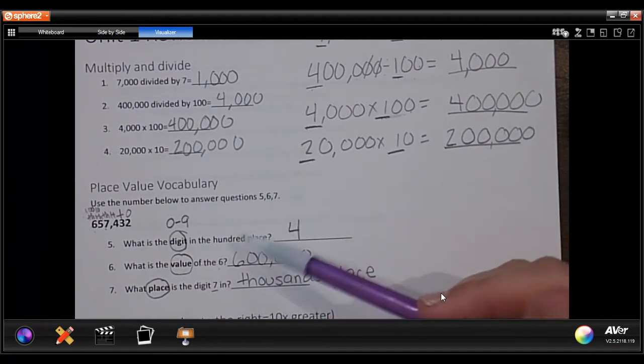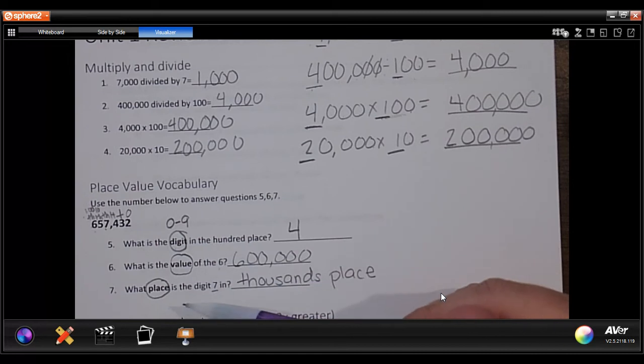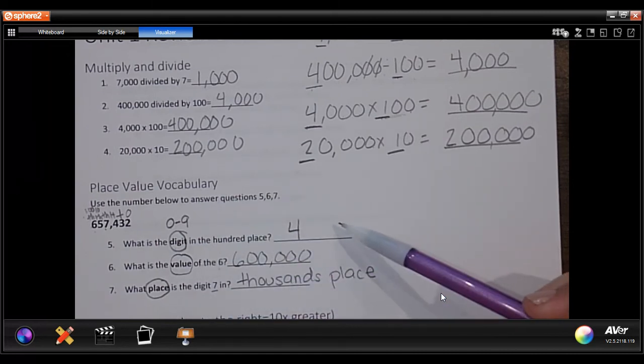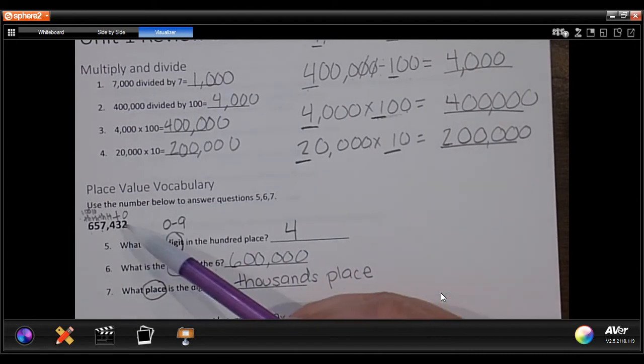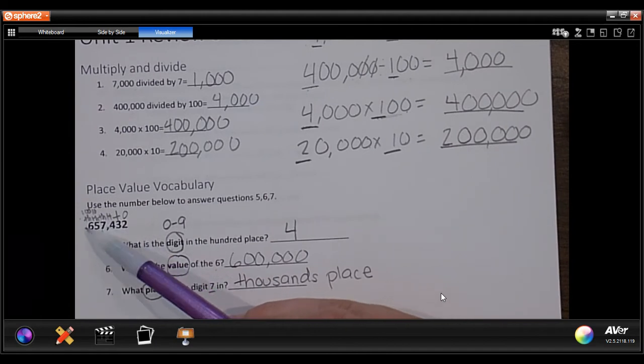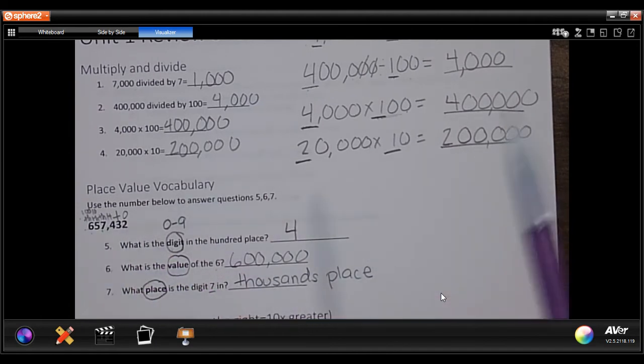So that is the difference between digit, value, and place. Digit, you want an answer from 0 to 9. Value, you want how much that number is worth. And place, it should either be ones, tens, hundreds, thousands, 10,000s, 100,000s, or millions.